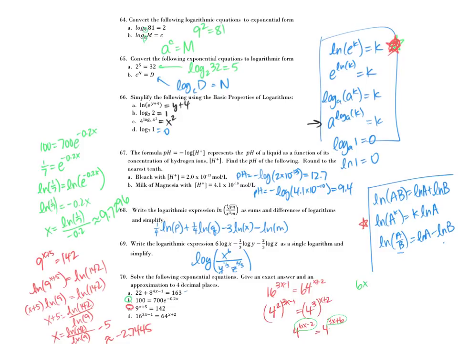So I get 6x minus 2 equals 3x plus 6. And so I can subtract 3x and add the 2. So I get 3x equals 8. So x is 8/3. And that is an exact answer. So do I have to round to 4 decimal places? I don't know. 8 divided by 3 is 2.67, if you round.